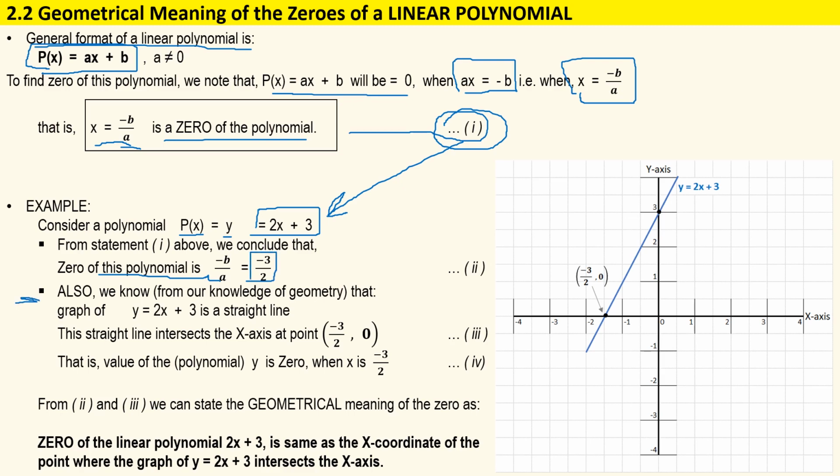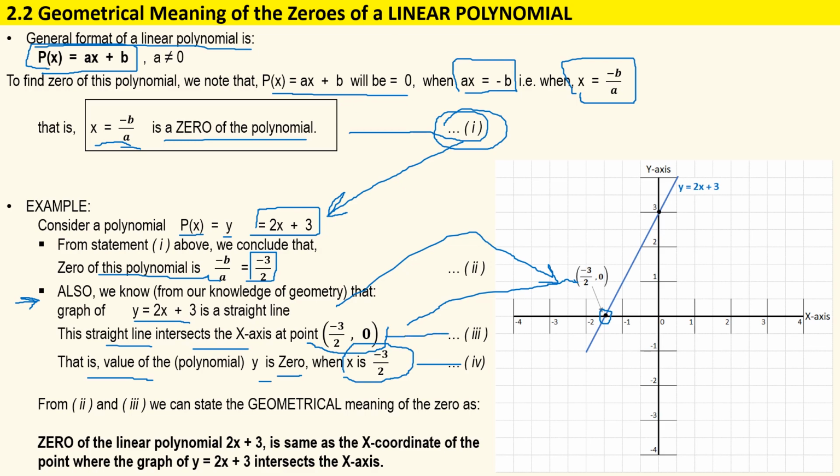On the other hand, from our knowledge of geometry, we know that the plot or the graph of y is equal to 2x plus 3 will be a straight line, as is shown in the diagram here, and we know that this straight line will intersect the x-axis at the point minus 3 by 2 comma 0, which is shown here, and if you notice, this is a point on the x-axis. So we know that the value of this polynomial y is 0 when x is equal to minus 3 by 2. And let's call this our statement number 4, and we have statement number 3 here.